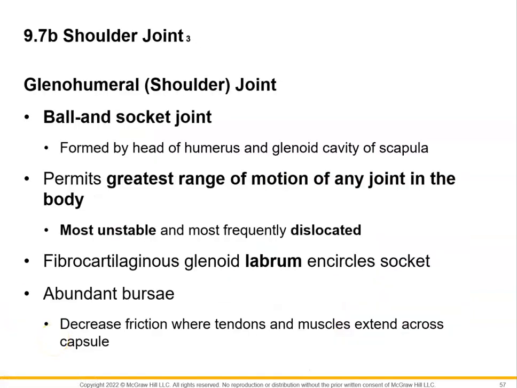Next is the shoulder joint, or the glenohumeral joint. I want you to know that this is a ball and socket joint formed by the head of the humerus and the glenoid cavity of the scapula. Okay, and this joint is going to be the one with the greatest range of motion in the body, but it's also the most unstable and the most frequently dislocated of the joints.